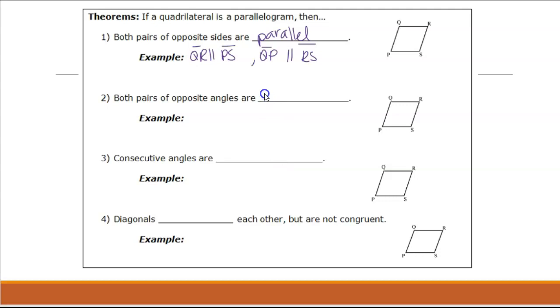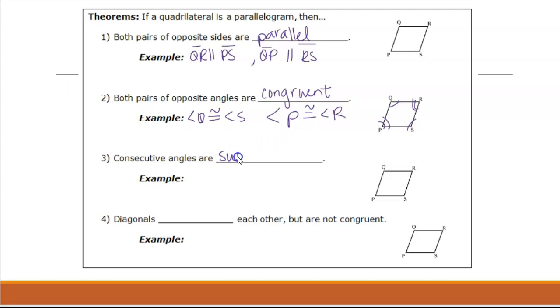Both pairs of opposite angles are congruent. Isn't that nice? So Q is congruent to S, and P is congruent to R. Not all 4 of them are congruent. If all 4 of them were congruent, what shape would we have? We would have a square. A square is considered a parallelogram. So think about that. We could ask a thinking question, like can a parallelogram ever have all 4 congruent angles? Yes, it's a square.